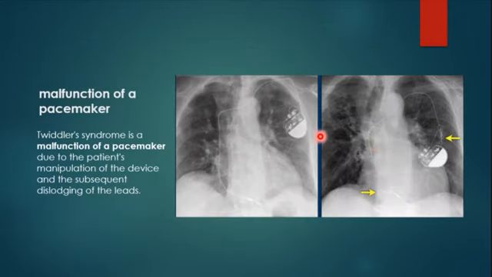This is an example of a patient who had a problem, a malfunctioning pacemaker. When they did an X-ray for this patient, they found some knots here and some knots here. There was manipulation of the device, so you can see a knot here, a knot here. So this is malfunction.